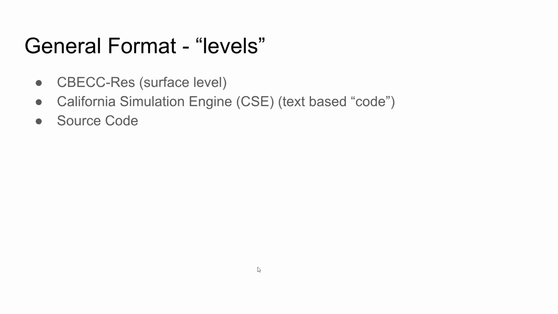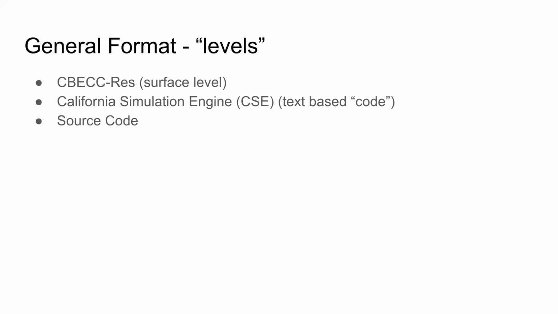So, the general format of how CBECC-Res works, there are different levels to the code. First, from the very surface level, which was Energy Modeling Workshop number 4, we learned how to use CBECC-Res. In this workshop, we're going to go into how to use the California simulation engine, which is basically a text-based code that controls CBECC-Res. It's like the engine that does all the base calculations and then feeds that information back into CBECC-Res, and then CBECC-Res does some different calculations, and I can explain that more.